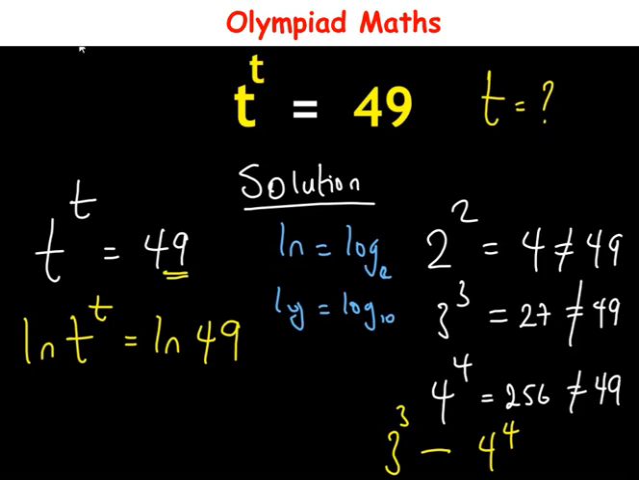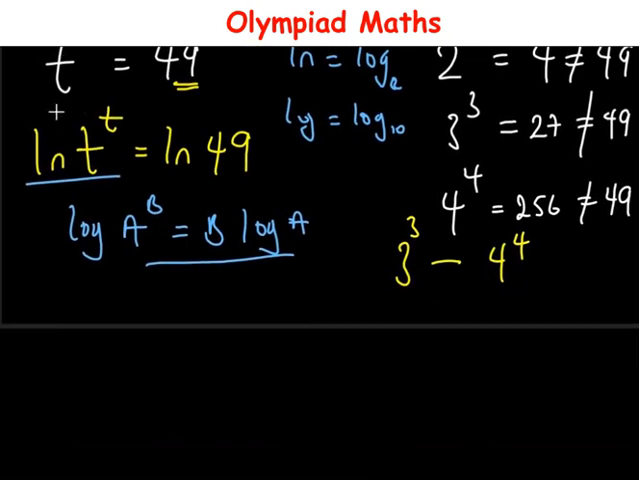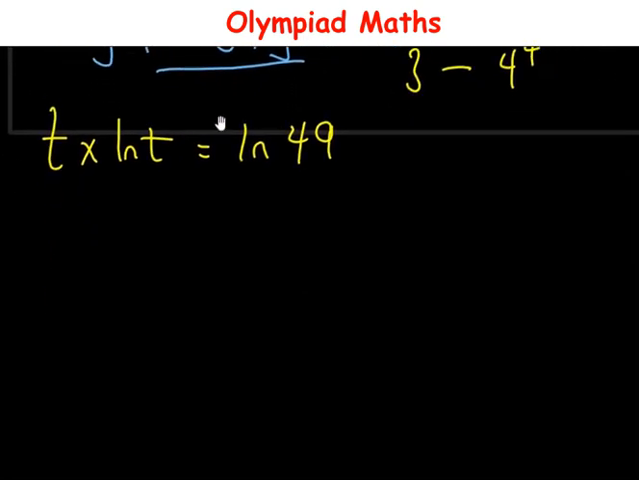Now, following the rule of logarithm, that if you have logarithm of a raised to power b, this equals b times logarithm of a. So applying this right here, power t becomes t times ln t is equal to ln 49. So at this junction, to solve this further, we are going to apply a principle which is called the Lambert W function.